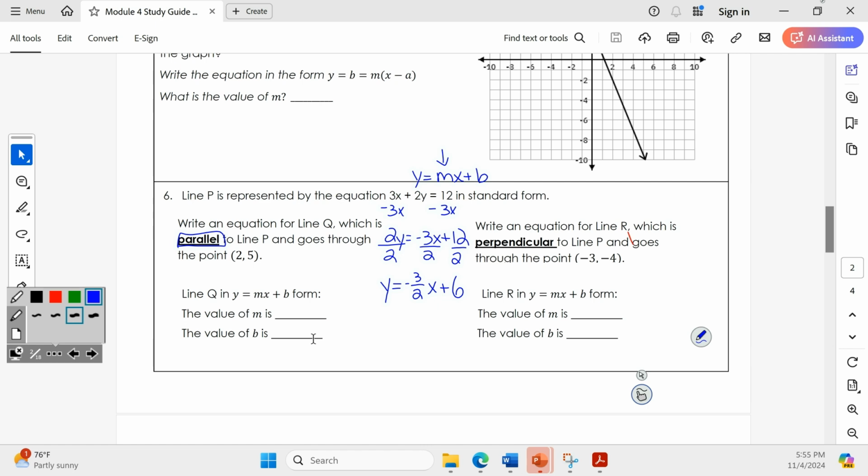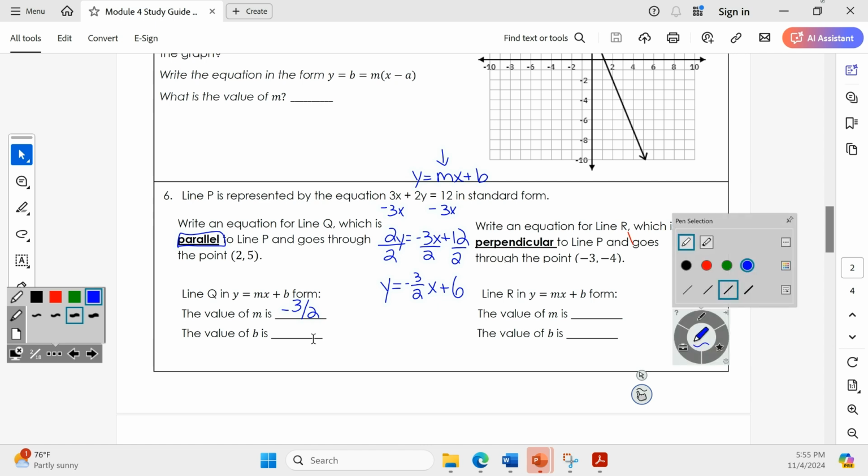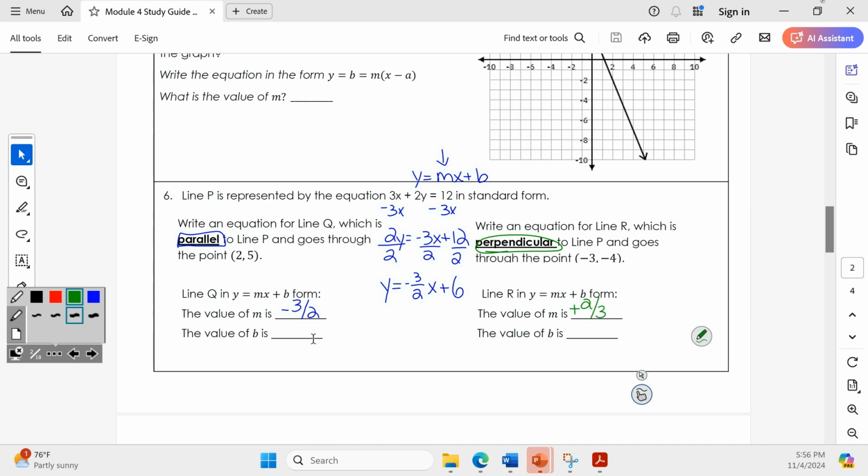So now I can determine the slope of my parallel line to this is going to be negative 3/2. Now to determine the slope of my perpendicular line, remember, the slope of your perpendicular line is going to be its opposite reciprocal, so it's going to be a positive 2/3. Then what I have to do is identify the b value by plugging it into point slope form, which I don't have time for in this video.